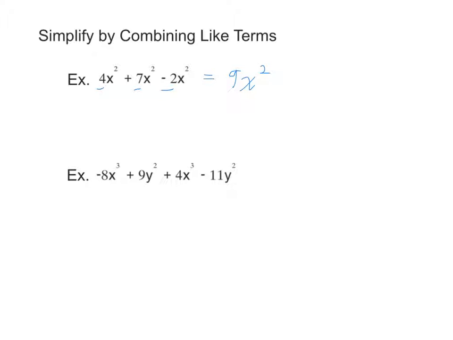The second one, there are different letters, so I'll need to keep track. I have negative 8x cubed and 4 more of them. That gives me negative 4x cubed. And then I have 9y squared and a negative 11y squared, or negative 2y squared.